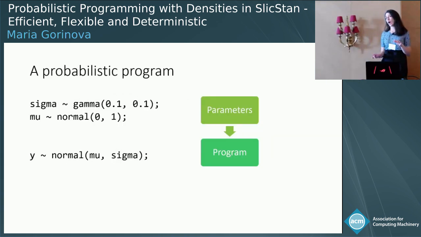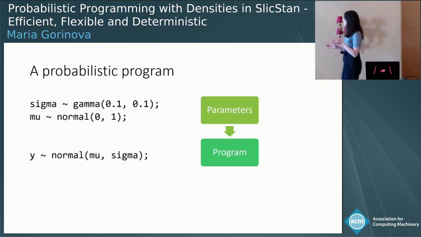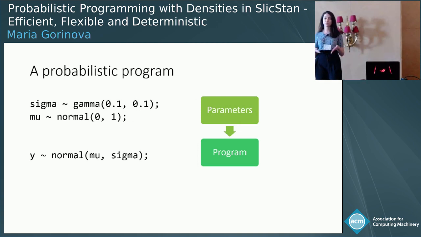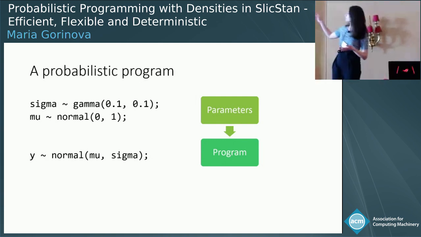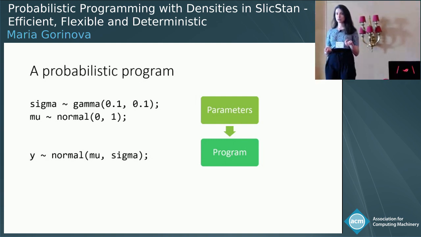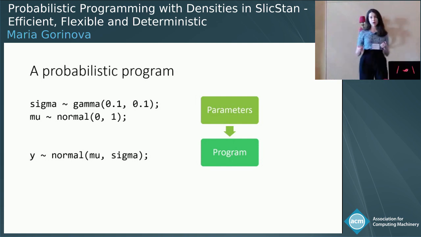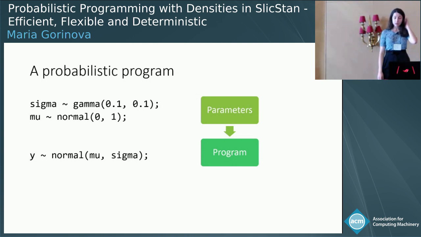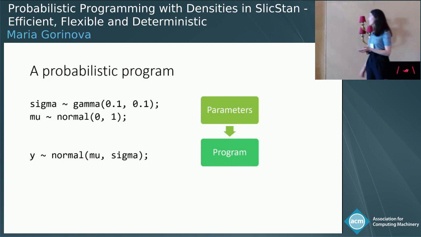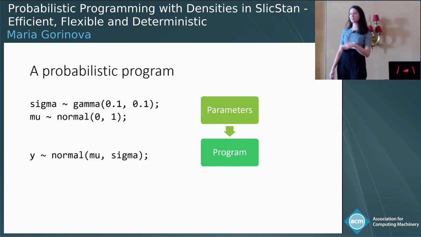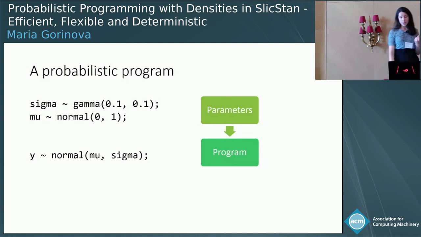So we usually think of probabilistic programs as something that describes a generative process. For example, here, we firstly generate sigma from a gamma distribution, then we generate mu from a normal distribution, and at the end, we generate y depending on the previously generated values for mu and sigma. Now, so far, this really is a conventional program, right? We can implement something like that in many programming languages by using random number generators.